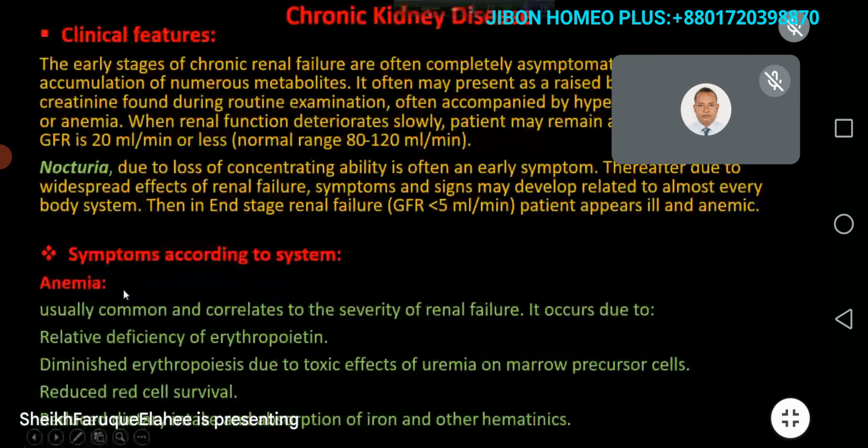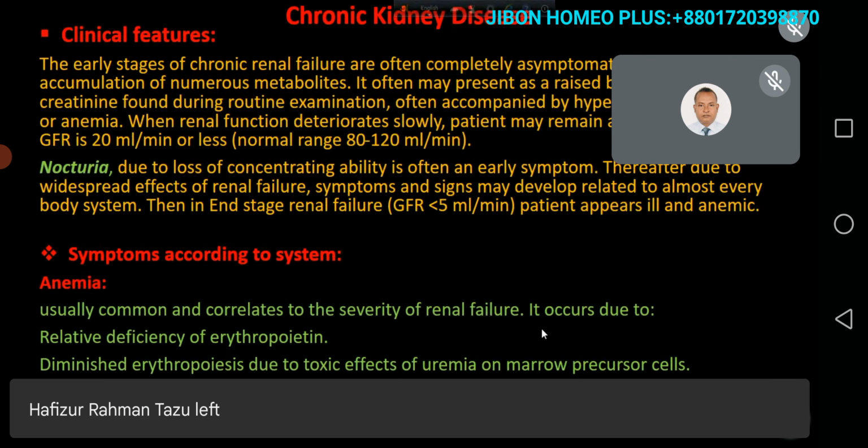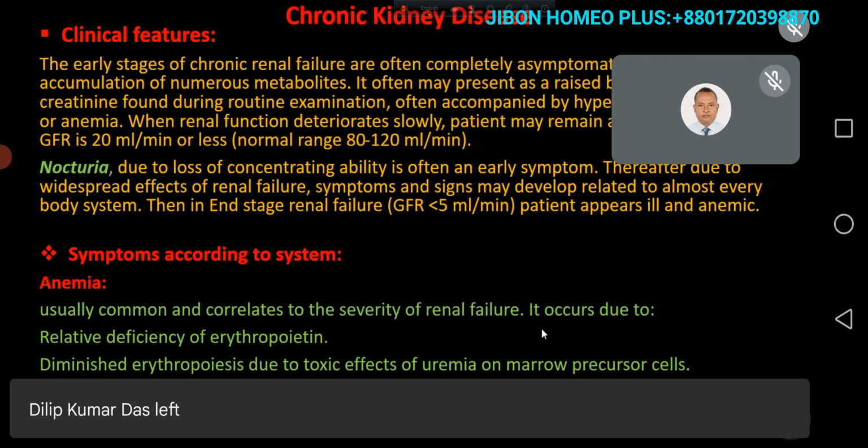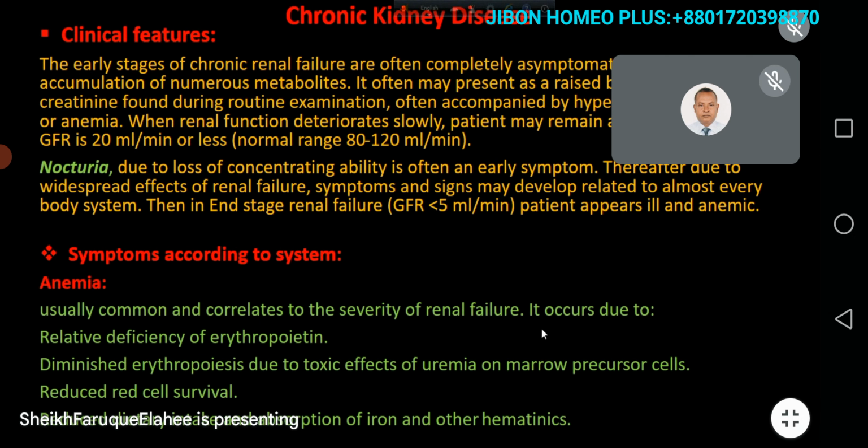So anemia is really common and correlates to the severity of renal failure. If anemia is too much, you must think that your renal failure is too much. Say you have only 10 gram hemoglobin, and if you have chronic renal disease, it means it is little. But if you have 7 gram hemoglobin, you must think that his chronic kidney disease progressed so far. So level of anemia often dictates the level of chronic kidney disease.